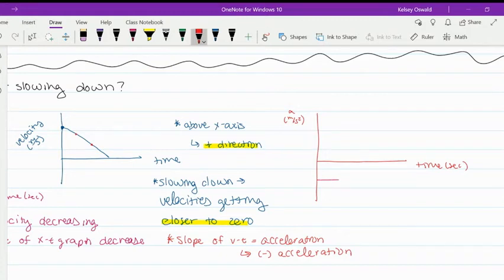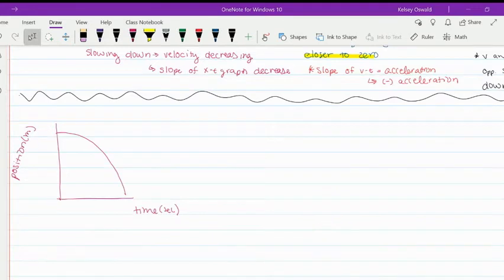So to show that, we'll draw a horizontal line below the x-axis to show that we're moving with a constant negative acceleration. Notice in this example, our velocity and our acceleration are opposite signs. So all of our velocities are positive, whereas our accelerations are negative, and that tells us we are slowing down.